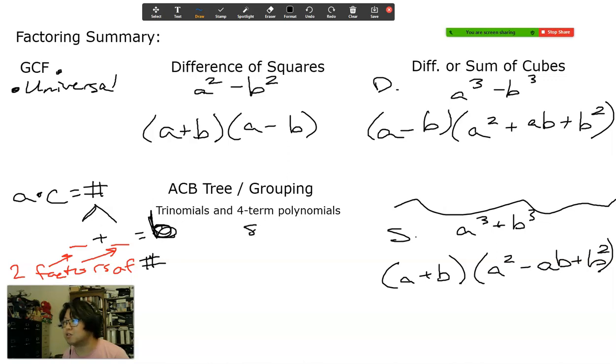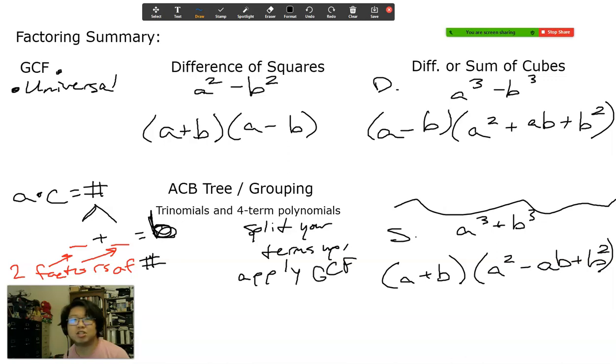So split your terms up, apply GCF. If you're a whiz at GCF, this grouping thing should also be pretty simple and straightforward for you guys to take advantage of. All right. And that's pretty much it. I really think for mastering this, you just have to do a lot of different exercises. So when you do the Delta Math on this one, please come up with any questions so we can help you on that one.